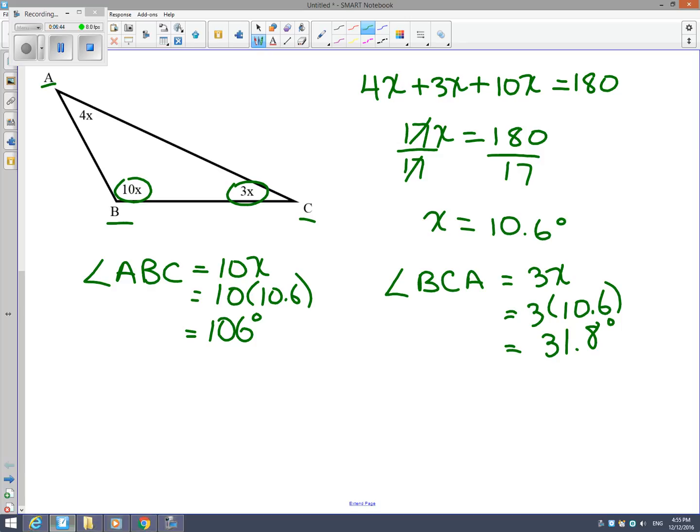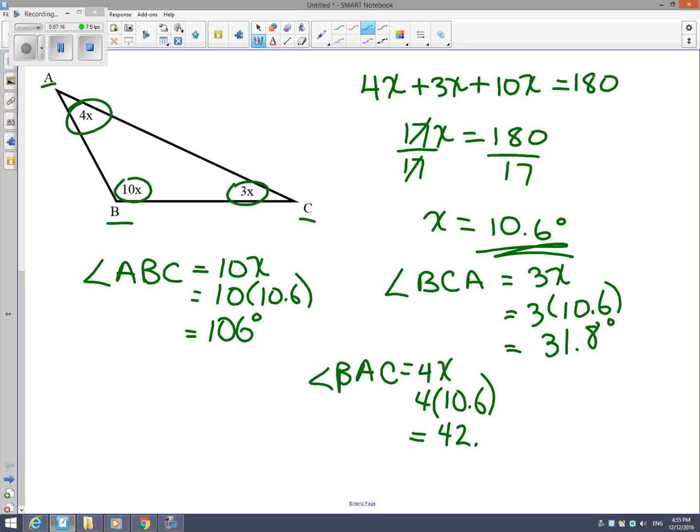And then all we have is one left, this 4x right here. And if we leave the A in the middle when we name it, we can call it angle BAC. It equals 4x. We substitute in the number that we figured it out to be, which is 10.6. And when we're done, we get 42.4 degrees. And there's our three angles inside of our triangle.